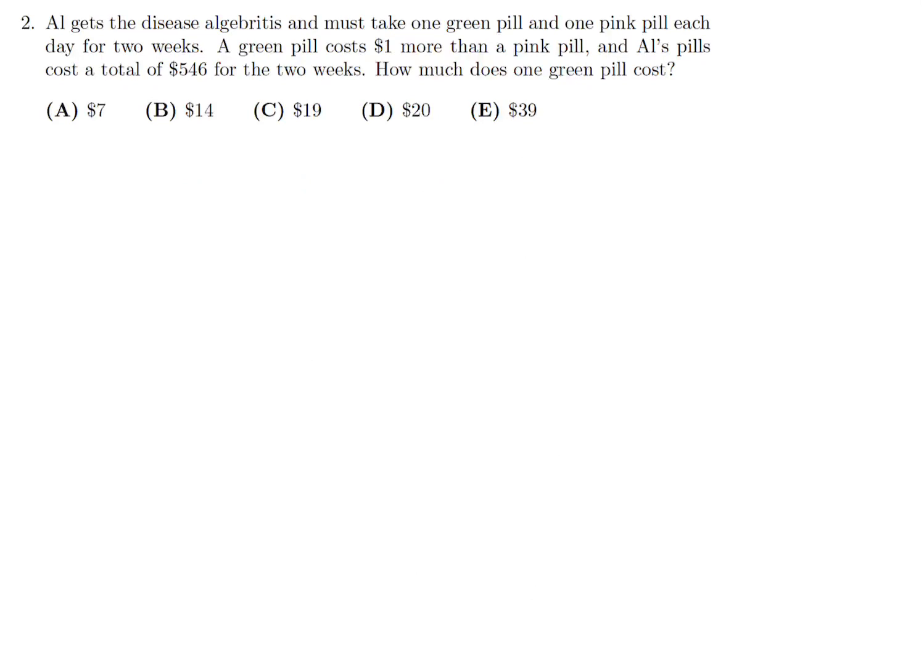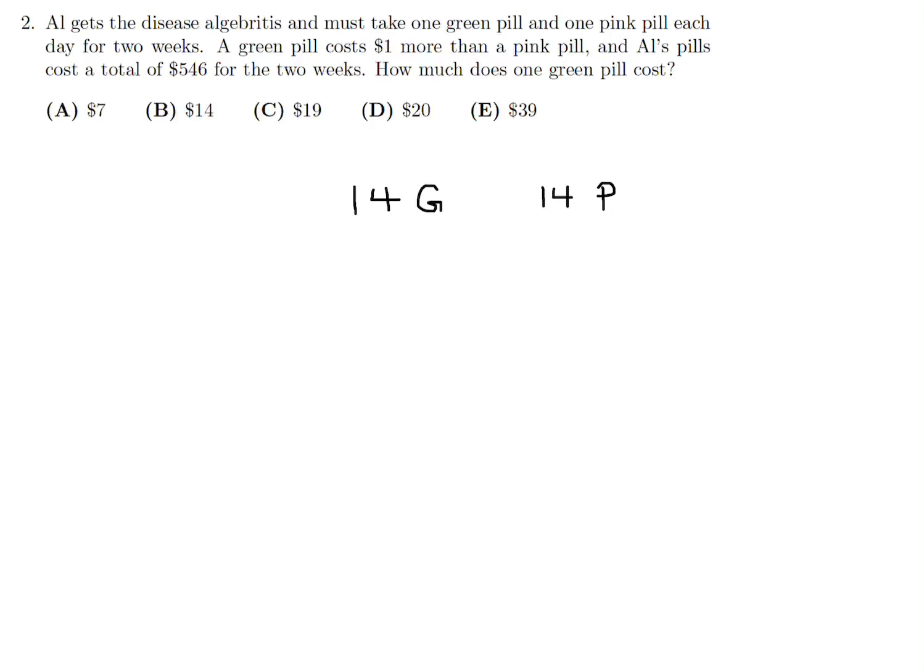Al gets the disease algebritis and must take 1 green pill, 1 pink pill each day for 2 weeks. A green pill costs $1 more than a pink pill, and Al's pills cost a total of $546 for the 2 weeks. How much does 1 green pill cost? So he has to take 1 pill every day for 2 weeks. So he has to take 14 green pills and 14 pink pills.